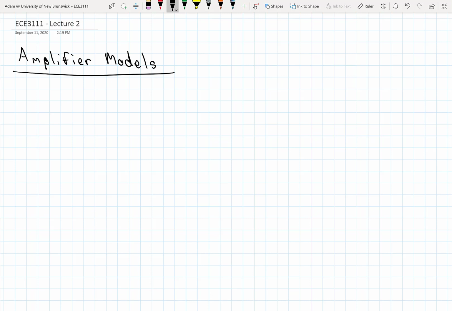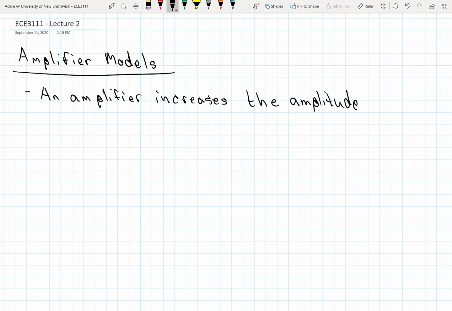Okay, so what is an amplifier? So an amplifier is a device that increases the amplitude of a signal. And when you say it like that, it seems like a pretty obvious definition.